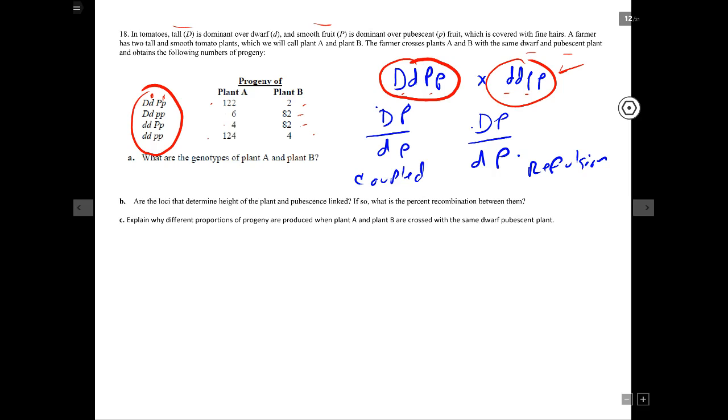So plant A, big D and big P are starting out together. So plant A. Because you get more of big D's and big P's, and then little d and little p from that parent. So that means those are the parentals. And if those are the parentals, that means it started out like this. And then we get recombinants like this.